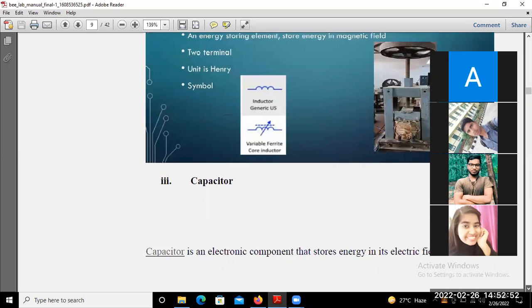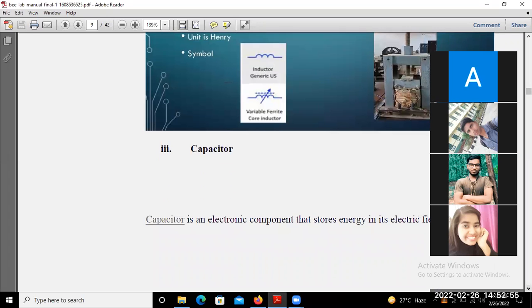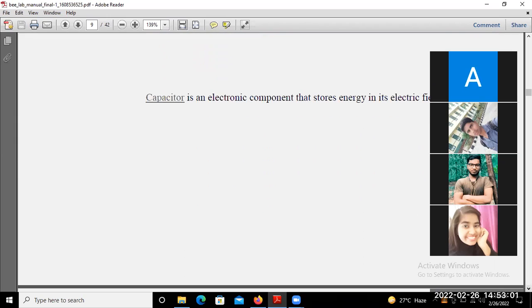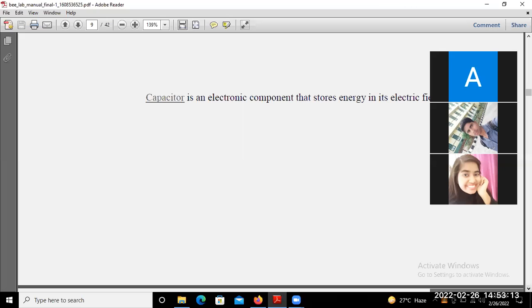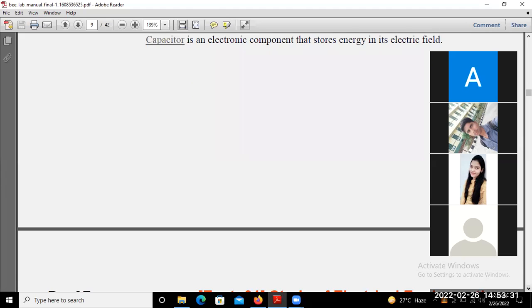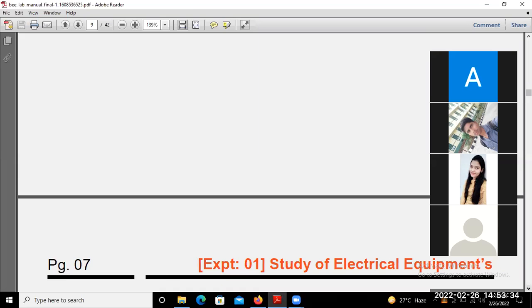And next one is your capacitor. What is the function of capacitor? To store energy. It stores energy. What is the mathematical equation of energy stored in the capacitor? Half CV square. And for the inductor? Sir, we forgot. Half L I square. Okay, so you have to know all the basic information about the inductor and capacitor.